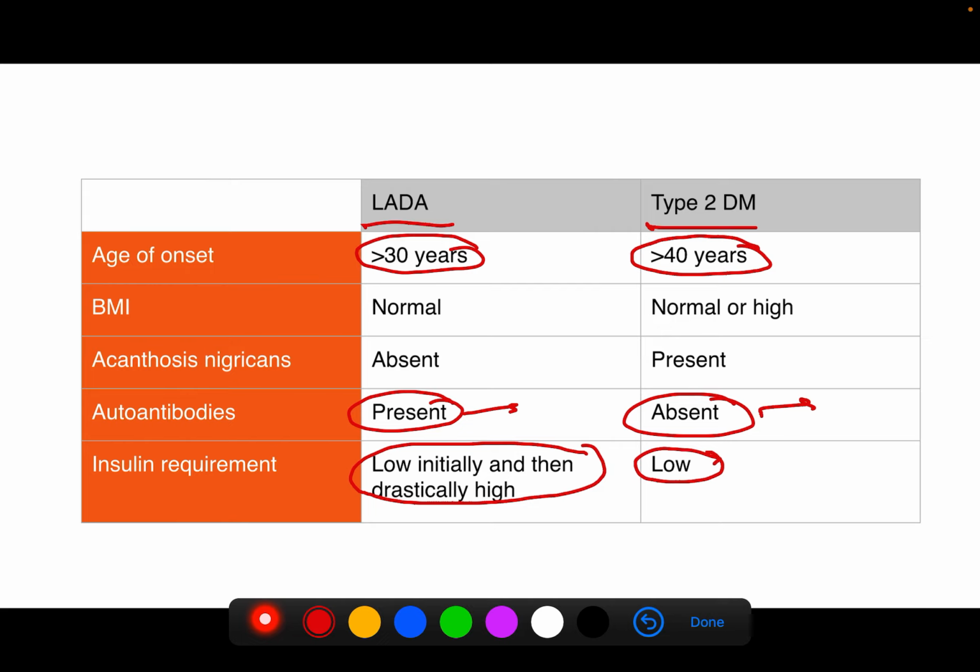If you see an obese patient having acanthosis nigricans, think of type 2 diabetes mellitus. If you see an elderly patient who is normal, lean, who doesn't have acanthosis nigricans, and even though he's lean, he doesn't have signs of insulin resistance, but still he's requiring insulin, at that time think of LADA.